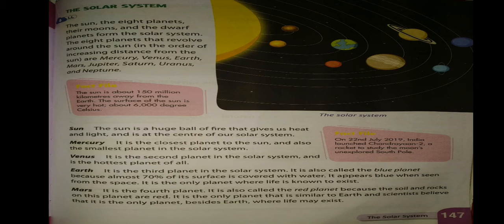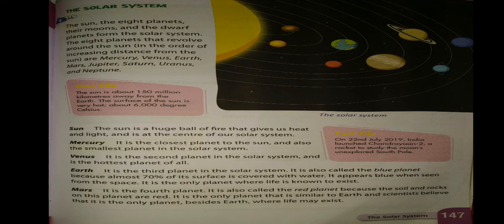Next, the first planet is Mercury. It is the closest planet to the Sun and also the smallest planet in the solar system. The second planet is Venus. It is the second planet and is the hottest planet of all.